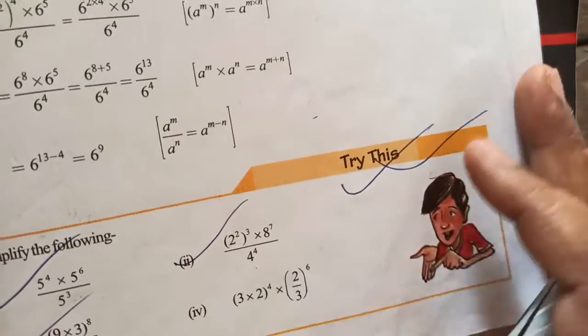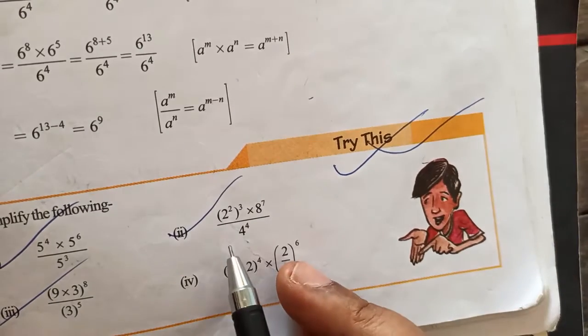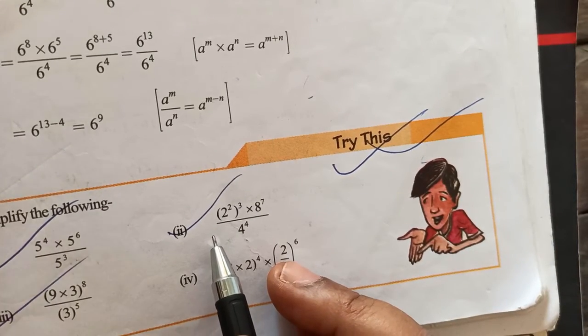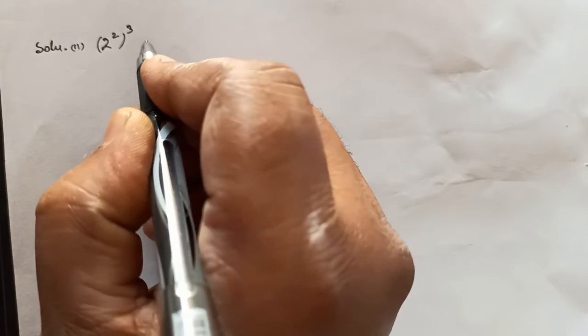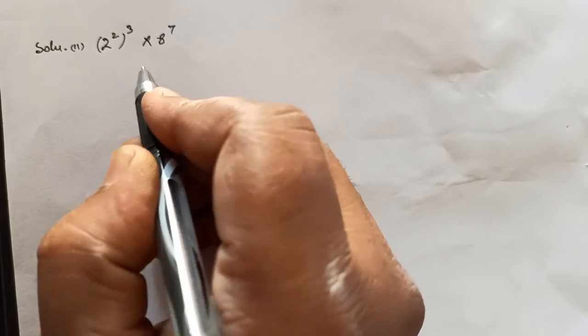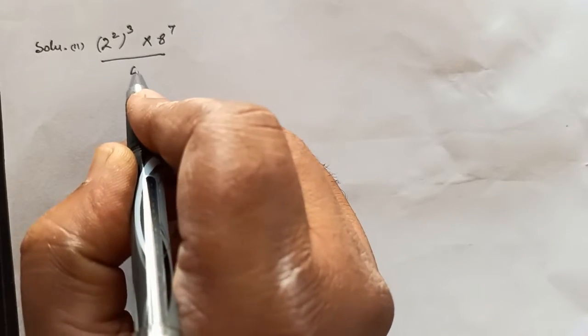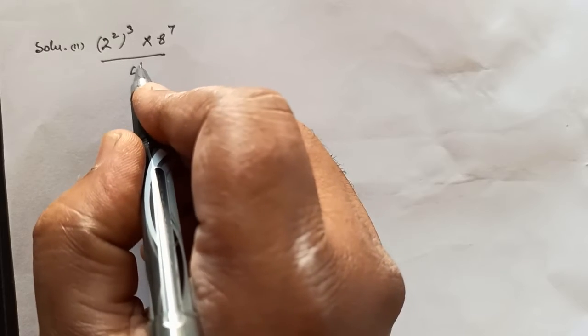Now try this question number 2. Solution. 2 power 2 whole to the power 3 multiplied by 8 to the power 7 upon 4 to the power 4.